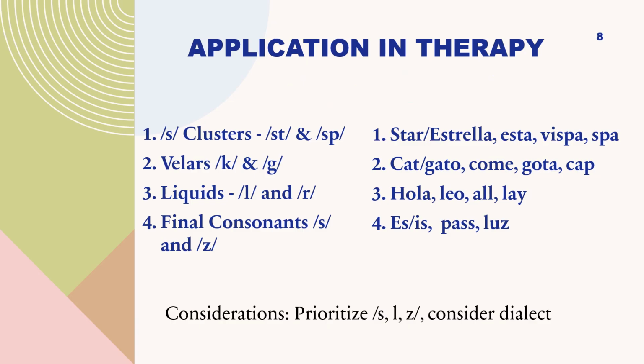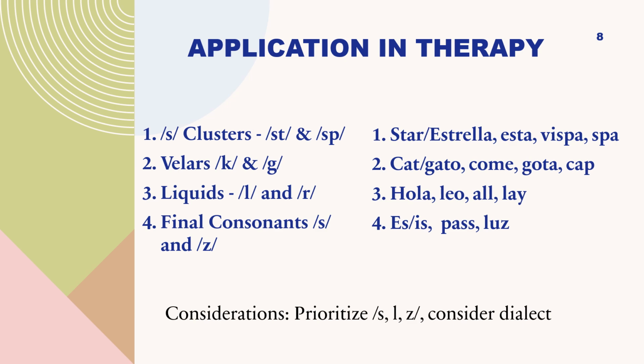Okay, so when we're thinking about what this looks like in therapy and how to pick target words, it's going to be very similar to the traditional cycles approach. You just are going to put your thinking cap on and you're going to be thinking with a couple extra layers on. So I have over here on the left, 1 through 4, I've picked 4 patterns we're going to work on for this child's first cycle. So we're going to have S clusters, velars, liquids, and final consonants.